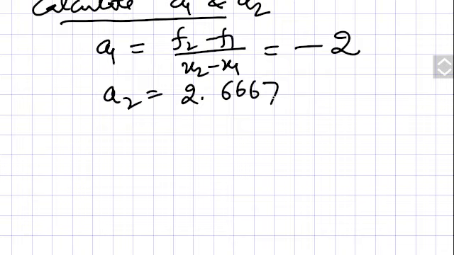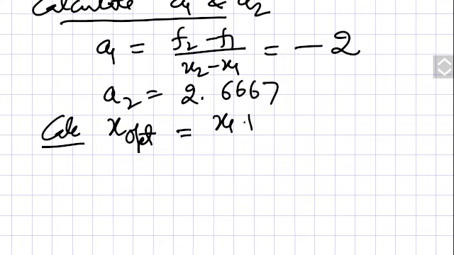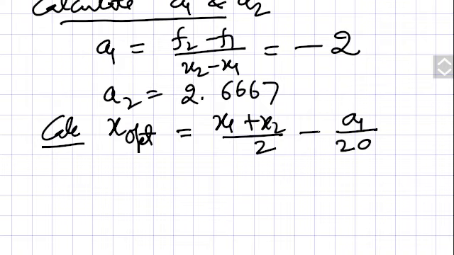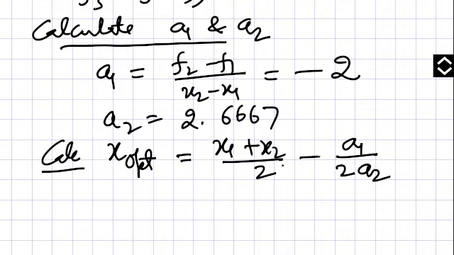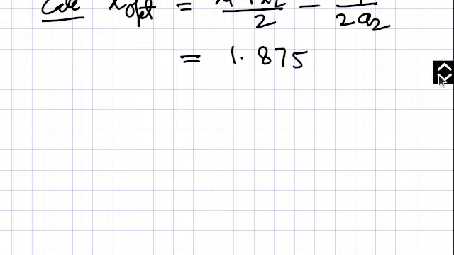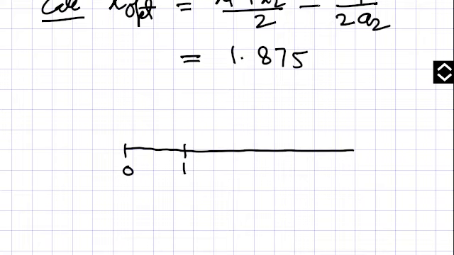And after that, in the last step, calculation of x optimum. As you can see, the formula is this. All the values you know, x1, x2, and so on. When you put them in, you will find that this is the optimum value it is giving you. If you visualize this on the graph, you will find that the optimum value is coming somewhere here.